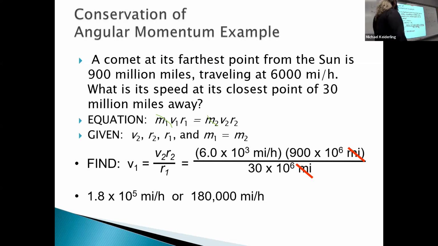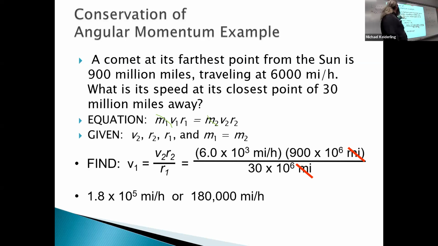So mass 1 times velocity 1 times radius 1 equals mass 2 times velocity 2 times radius 2. It's the same comet, so mass 1 equals mass 2. Mass isn't changing. And we're given velocity 2, radius 2, and radius 1, and we're looking for velocity 1. We're given one velocity and both radii, and we're looking for the other velocity. So if we solve this, we get velocity 1 equals velocity 2 times radius 2 over radius 1.